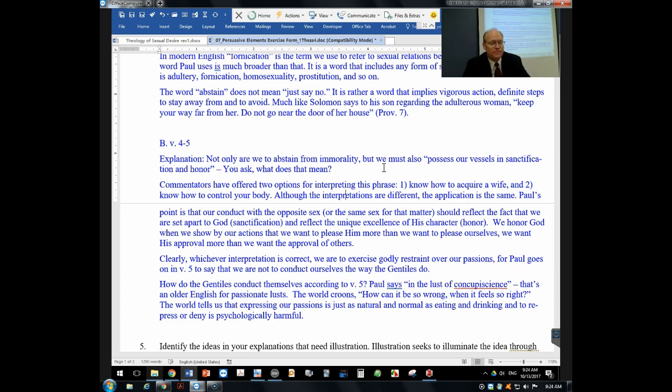Wow, that sure has implications for transgender, gender identity issues. Because the world says how I feel determines who I am and how I should behave. And God says, no, it doesn't either.